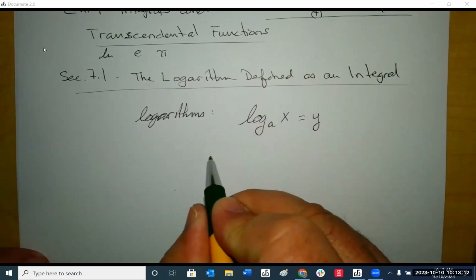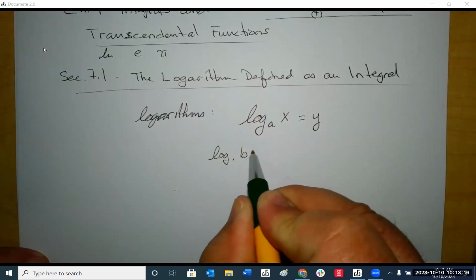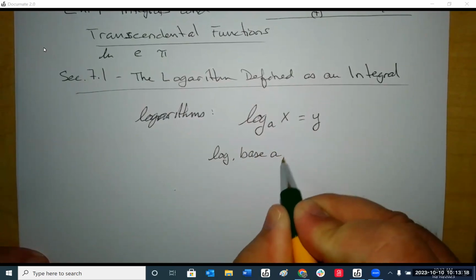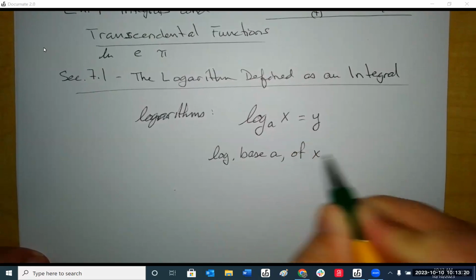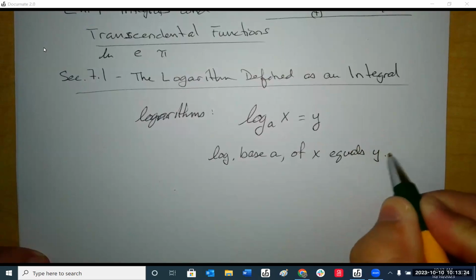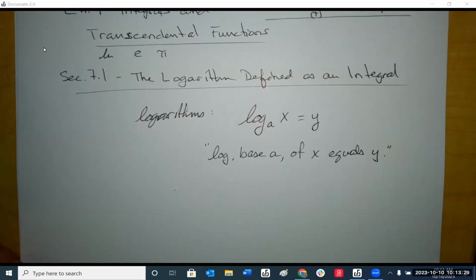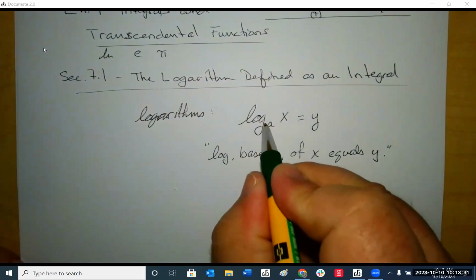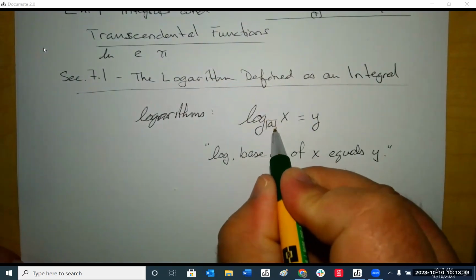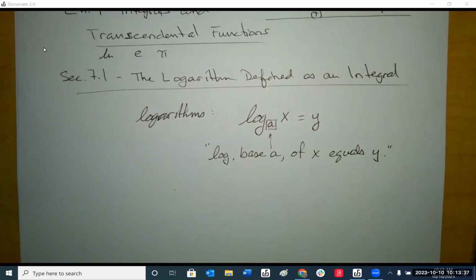It's red. Log base a of x equals y. That's how it's read. And it all depends on what the base is that defines the type of logarithm it is.